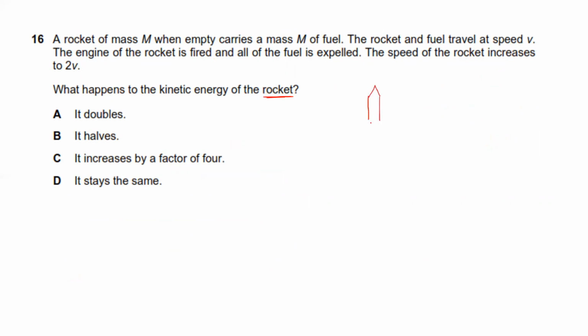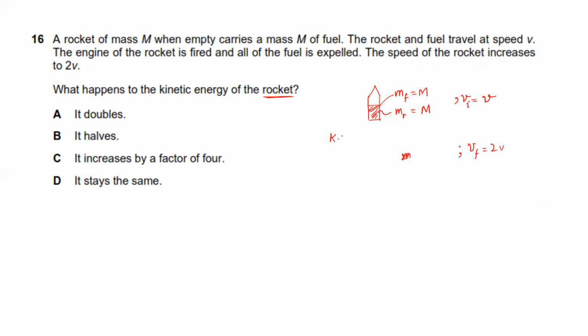So say, for example, this is our rocket. So the mass of rocket is m, mass of fuel is m as well. Okay, and it's moving with a velocity v initial. Then after some time, the fuel is burned, and the velocity changes to 2v. So the kinetic energy changes. So for the rocket only, so this is the fuel.